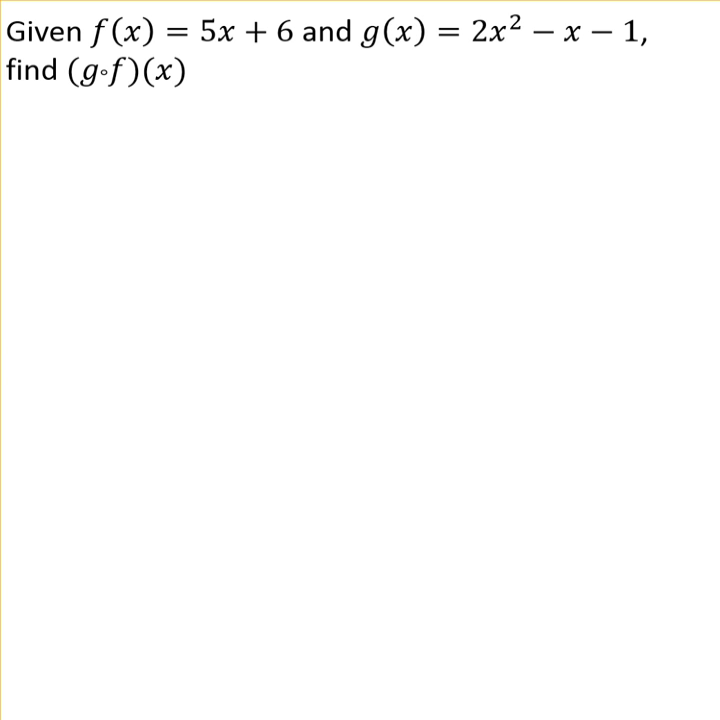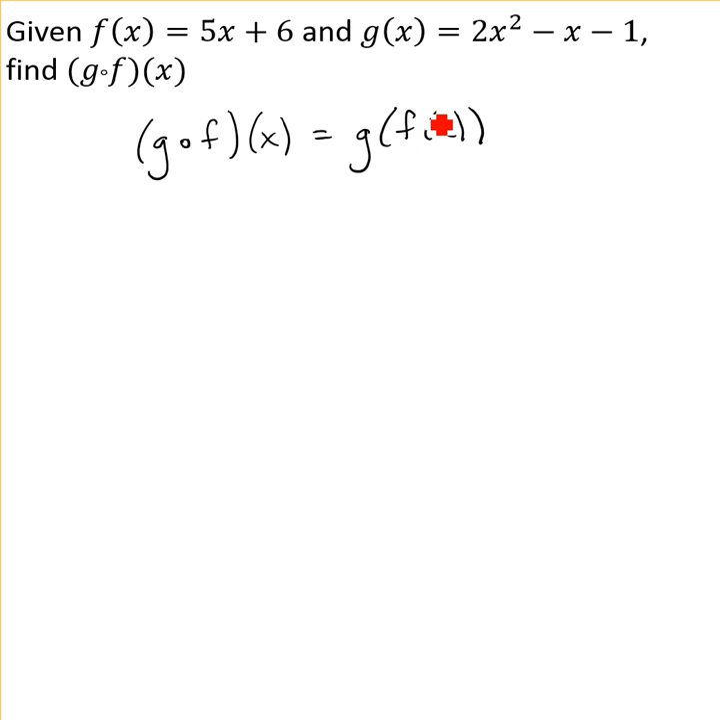So using these two given functions, we're being asked to evaluate g composed with f of x. So this is a function composition problem. By definition, g composed with f of x is g of f of x. So we just keep our letters in the same order that they're given. And so from there we want to work our way from the inside out.